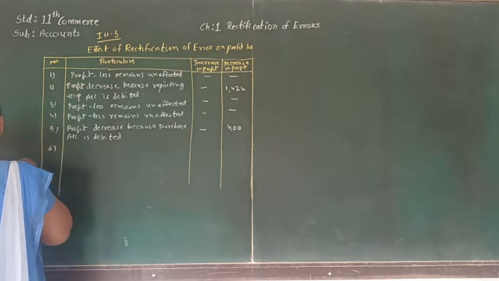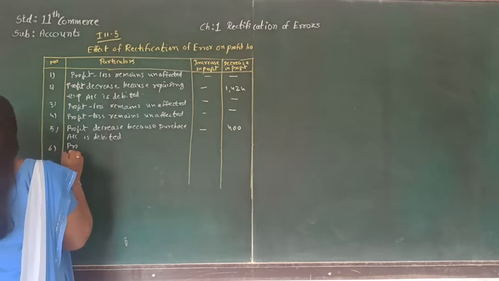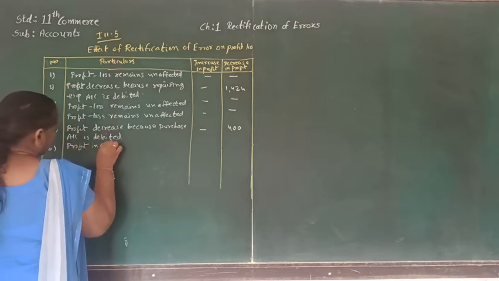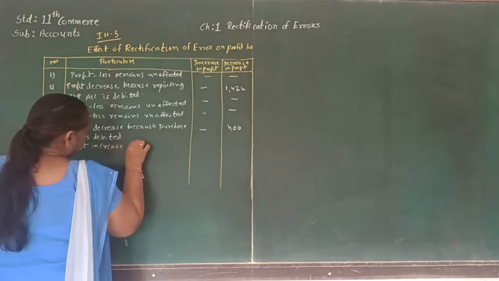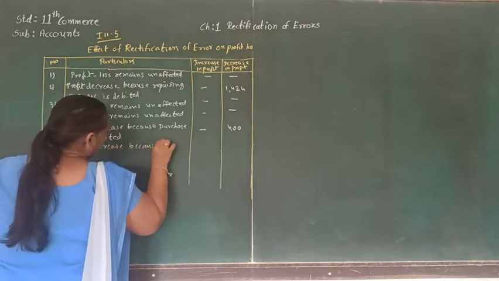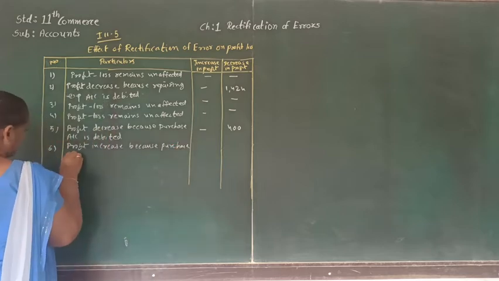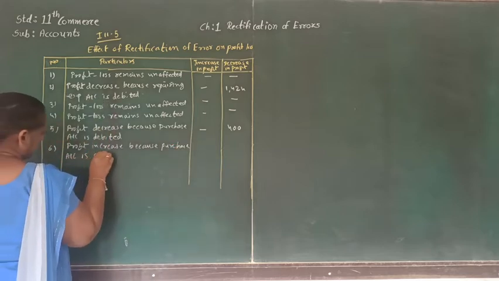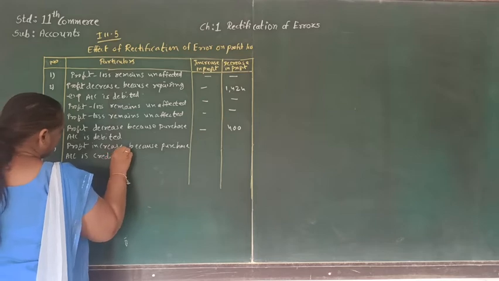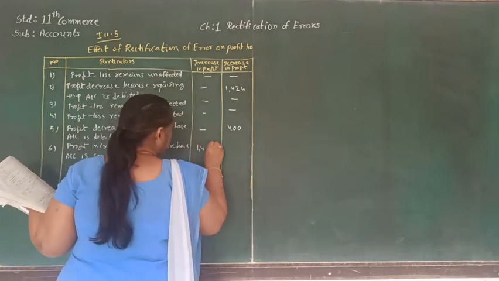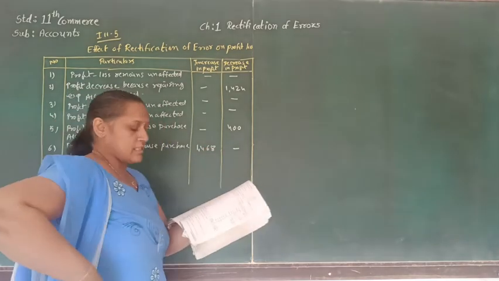And for the sixth transaction, profit is going to be increased because purchase account is credited. Profit increase because purchase account is credited. So here the amount will be 1,468. So this is the total.